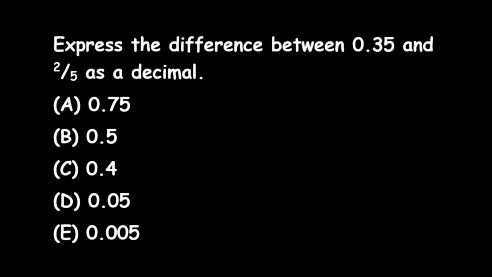Express the difference between 0.35 and 2/5 as a decimal. Solution. Let's first convert 2/5 to a decimal number using the long division method. To divide 2 by 5, we insert the decimal point and write 0 to make 20.